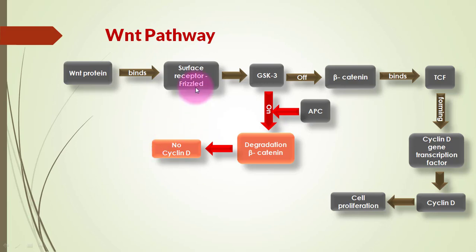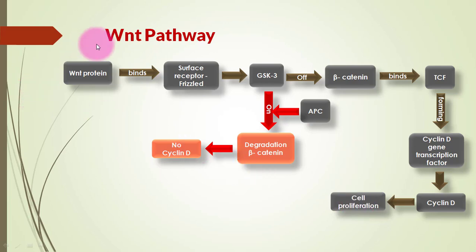Again, Wnt protein, if produced, will bind to a Frizzled surface receptor, and this Frizzled surface receptor will inactivate the GSK3. The GSK3, if it is inactivated, then it cannot degrade the beta-catenin, and beta-catenin is a very important protein. When it is there and when it is bound to TCF protein, it will form a cyclin D gene transcription factor. Cyclin D gene transcription factor will then transcribe the cyclin D gene and produce cyclin D, and the production of cyclin D means cellular proliferation.